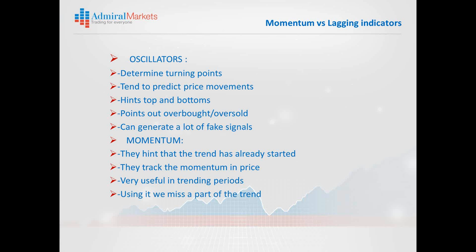So oscillators are basically aiming to give you turning points on a ranging market, right? Leading indicators are something different. They hint that the trend has already started, and that is, for me, very, very useful. For example, MACD on 4-hour time frame or 1-hour time frame.